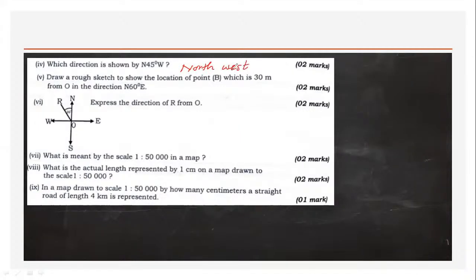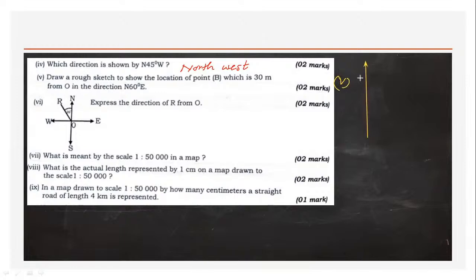In the second part, the questions are long, as we have a small problem. So we have to use the two slides. Draw a rough sketch to show the location of point B, which is 30 meters from O in the direction N60E. So we can arrange it like this. I will draw the rough sketch here for the fifth one.